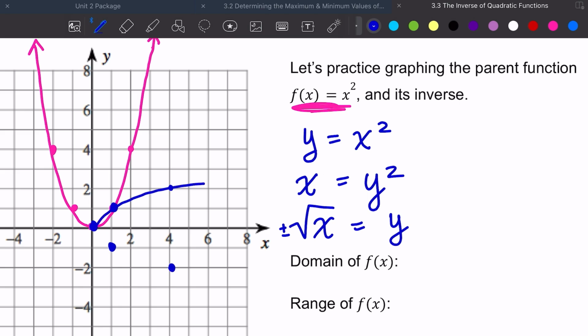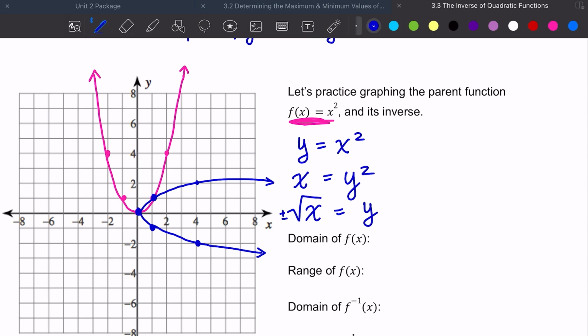And then you'll notice, whoa, she's sideways. Voila. That is your inverse of a parabola. And that line, y equals x, is basically this dotted line here. That's the reflection. That's what's causing the x and y values to swap places.